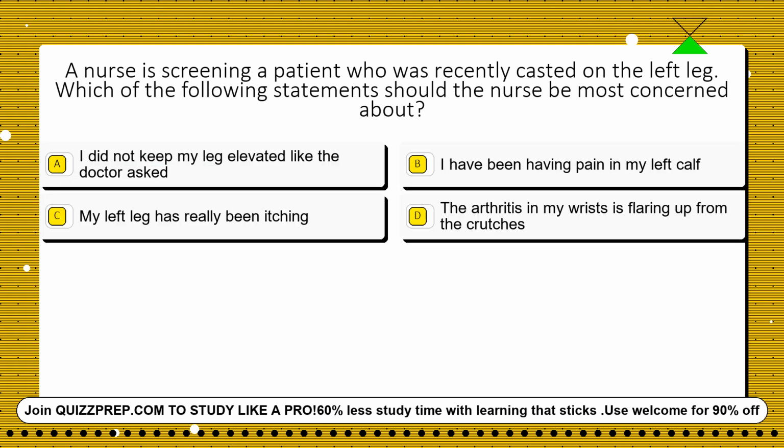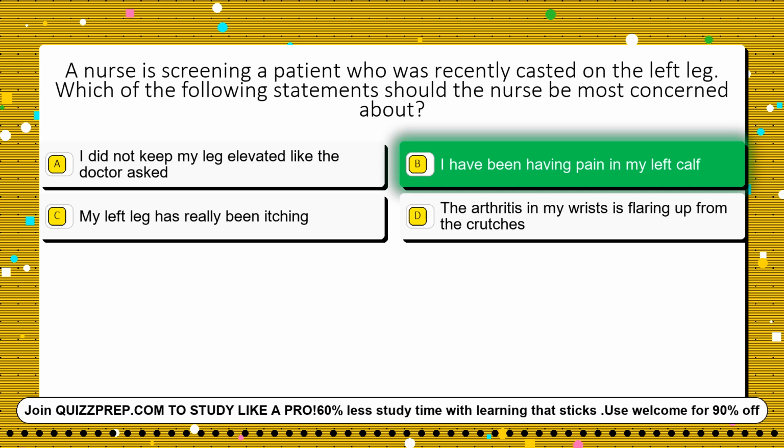Question 21. A nurse is screening a patient who was recently cast on the left leg. Which of the following statements should the nurse be most concerned about? Option A. I did not keep my leg elevated like the doctor asked. Option B. I have been having pain in my left calf. Option C. My left leg has really been itching. Option D. The arthritis in my wrists is flaring up from the crutches.